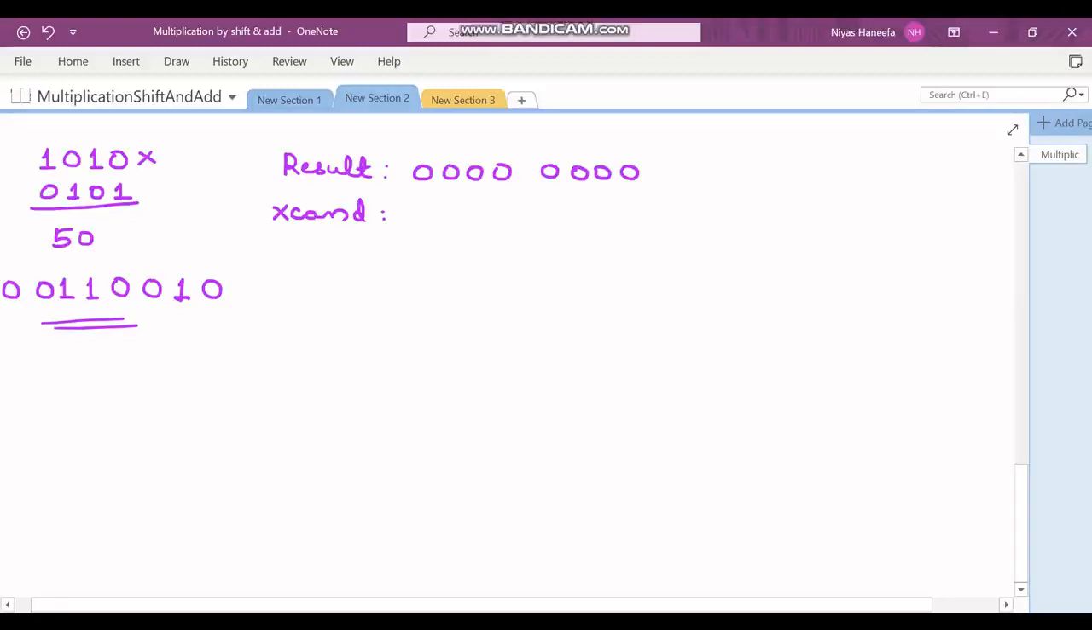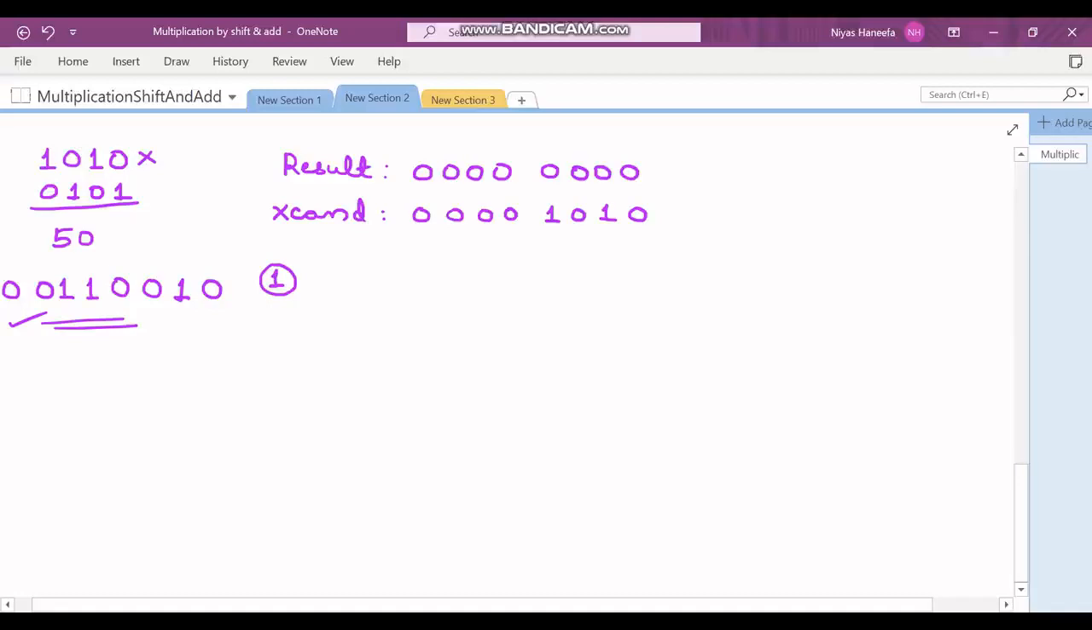So the multiplicand also, we'll set the initial value as 0 0 0 0 1 0 1 0. Now let us apply the logic. You have to understand this is the result which we have to get.